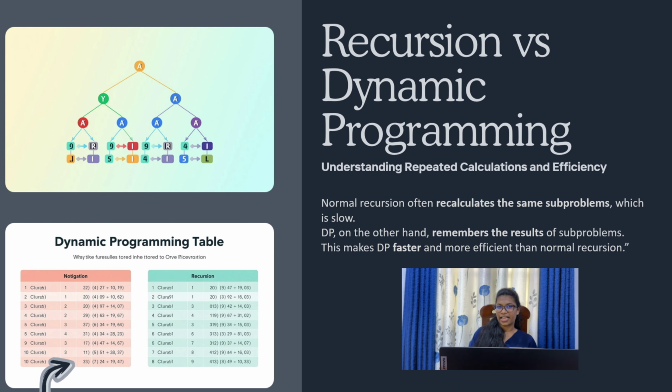Recursion versus dynamic programming. Normal recursion often recalculates the same subproblems again and again, which is slow. Dynamic programming, on the other hand, remembers the results of subproblems. This makes dynamic programming faster and more efficient than normal recursion.